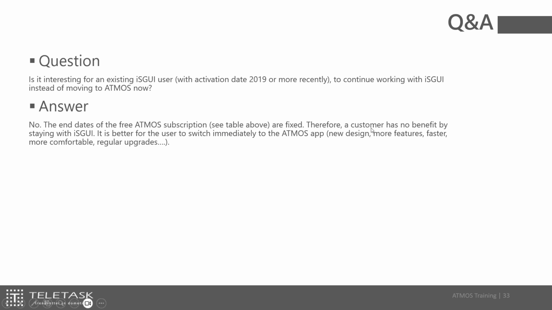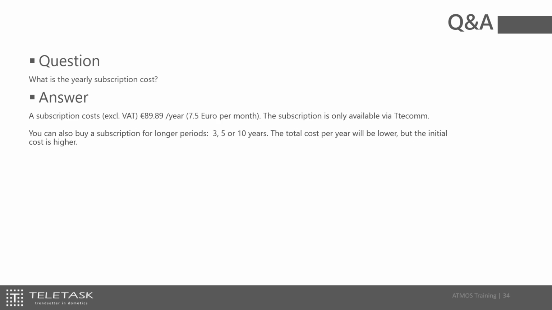There's no reason to stay with ISGUI, because ISGUI will also have at a certain moment will stop. You cannot install it anymore on the stores, or your new smartphone is not able to run 32 bits anymore. So there's no reason. If you move today, then you're ready for the future. You can buy a new smartphone, or it will not disappear from the stores, etc. So there's no reason to wait. You have only advantages if you go to the ATMOS app for every ISGUI user.